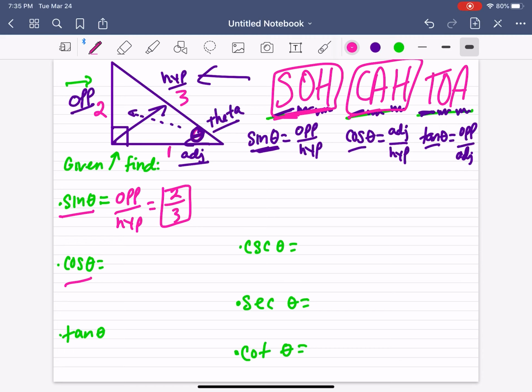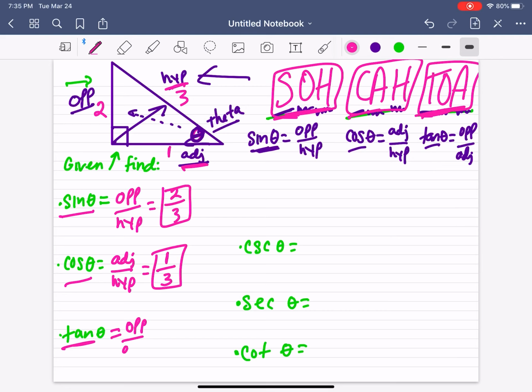Now, cosine. Cosine is the adjacent over hypotenuse. Now let's look at our triangle and label. The adjacent side is 1 and the hypotenuse is 3. So our ratio is 1 over 3. Our third one is tangent of theta. And from TOA, you know that the tangent is opposite over adjacent. Looking at the triangle, the opposite side measures 2. The adjacent measures 1, and if you reduce that, you get 2.